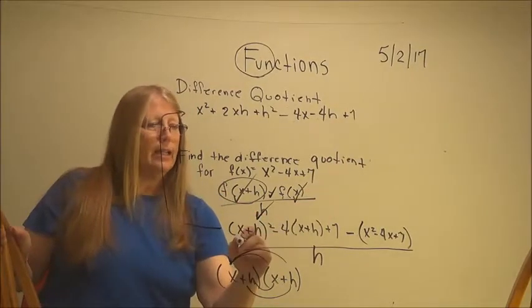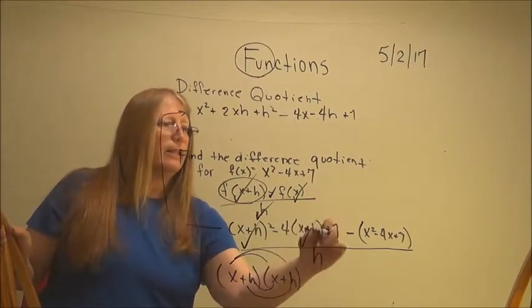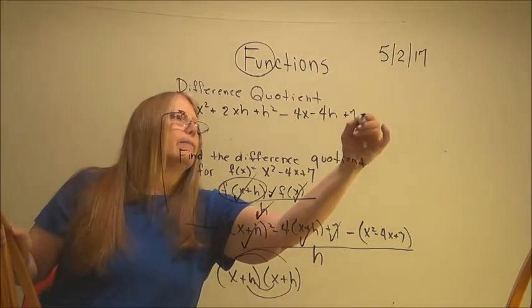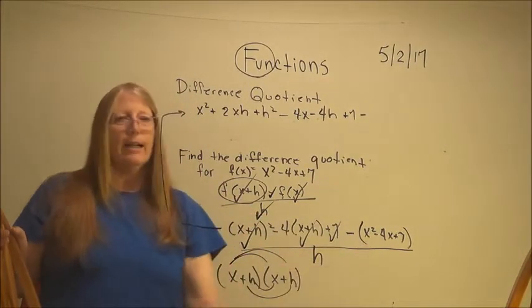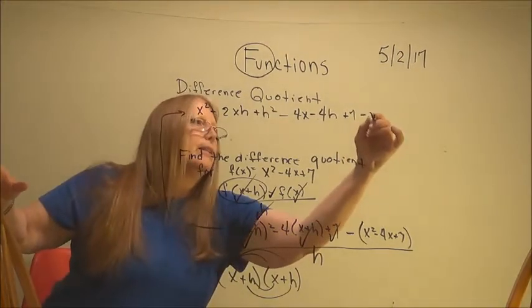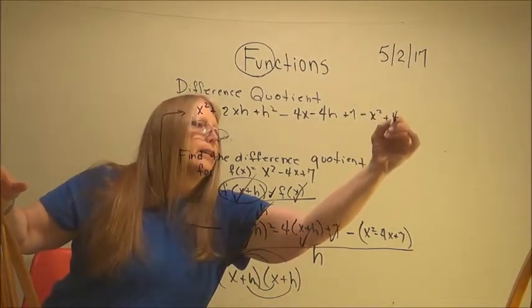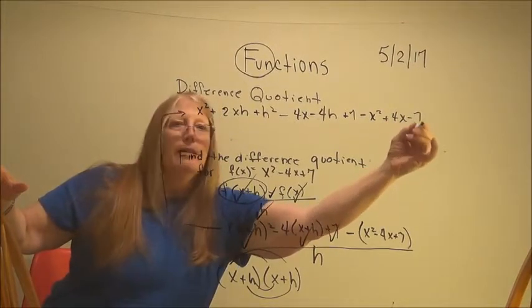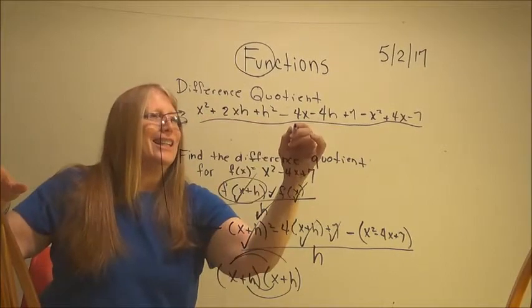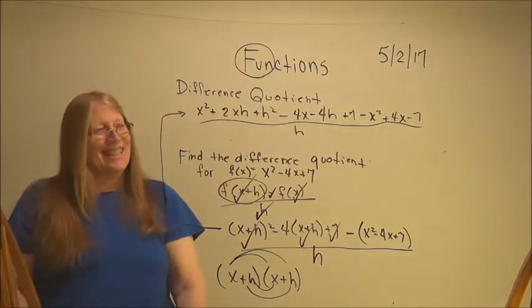So I've taken care of this, this, and this. There's my minus sign. That's a 7, by the way. And now everything behind the minus sign is affected by it. So I get minus x squared plus 4x and minus 7 all over, just draw a straight line, h.